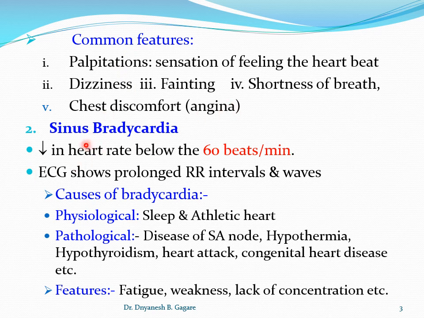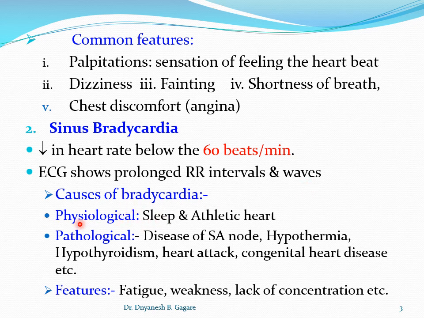Okay, now coming to the bradycardia. What is bradycardia? A decrease in heart rate below 60 is called the bradycardia. Sinus bradycardia: what are its effects on ECG? ECG shows an increased or prolonged RR interval, that is the gap between two R waves increases. This is the effect on ECG. The waves also get prolonged, meaning the intervals or duration of the waves also increase.